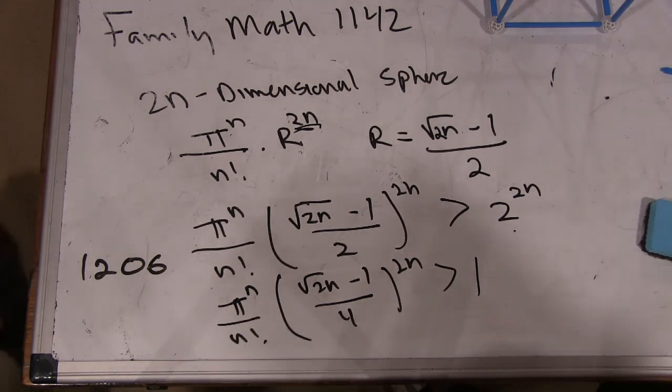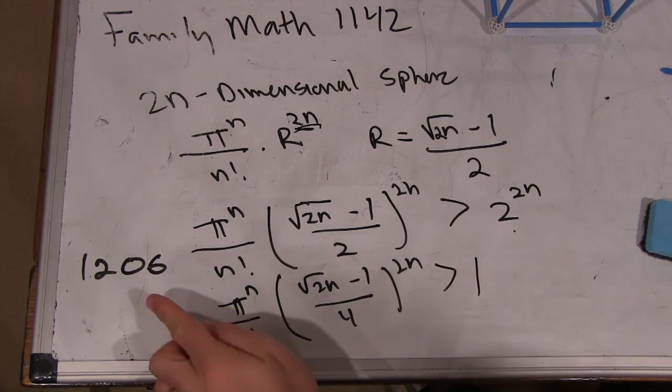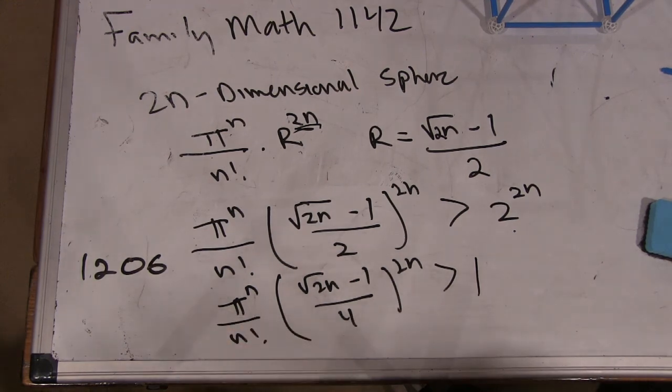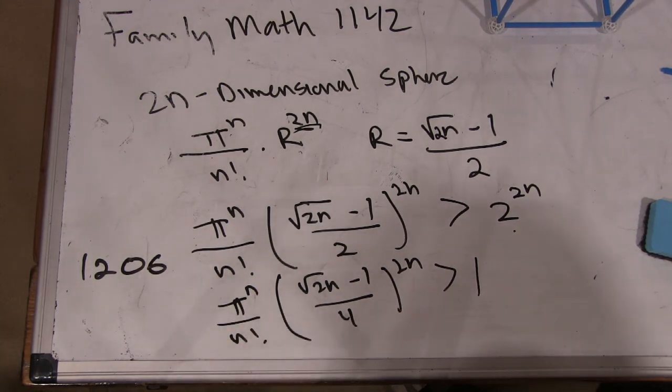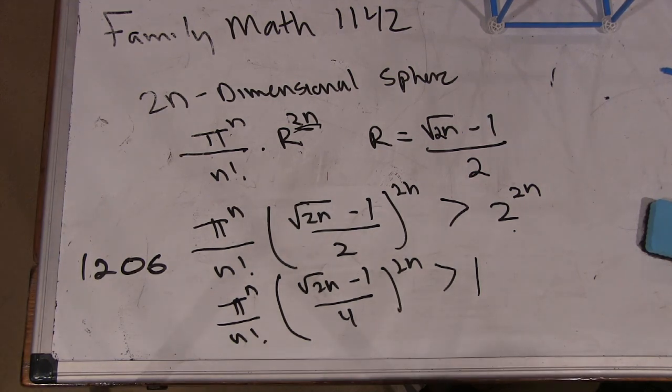And we didn't check the odd dimensions, so maybe it actually first happens in 1,205. But it definitely happens in 1,206, which is cool. Shows you high dimensions are very strange.